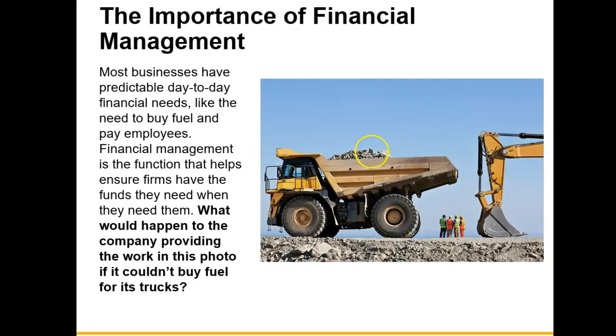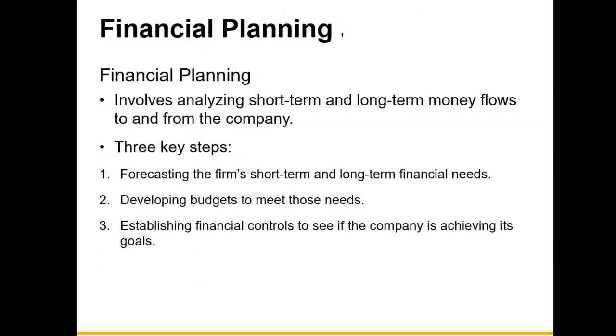All right. So here we have a company, and this company, you see, they need finance to do things such as buy fuel and pay their employees. So they've got these big machines out here, trucks that run on fuel. And the question is, what would happen to this company providing this work in the photo if it couldn't buy fuel for its trucks? And the answer is that they can't make money if they can't use these trucks for their intended purpose. Okay? Next, we'll talk about financial planning.